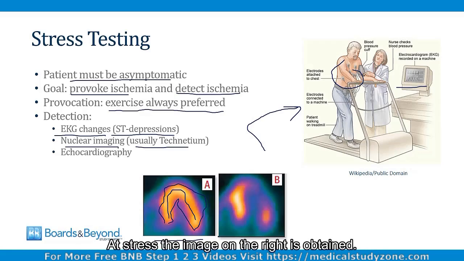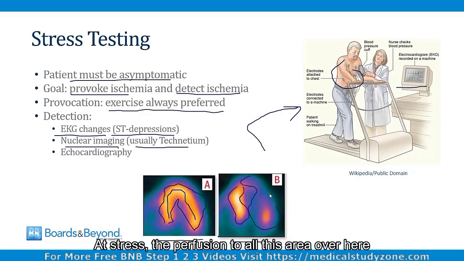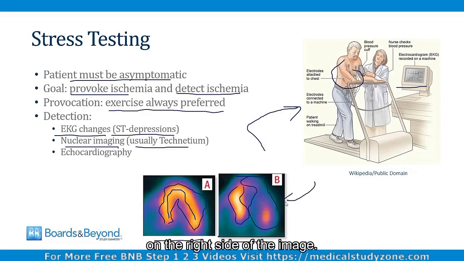At stress, the image on the right is obtained. This image shows that there's only perfusion to this part of the heart. At stress, the perfusion to all this area over here is diminished. That indicates that there is ischemia involving the artery that supplies the wall on the right side of the image. And that's how you use nuclear imaging to detect ischemia during a stress test.